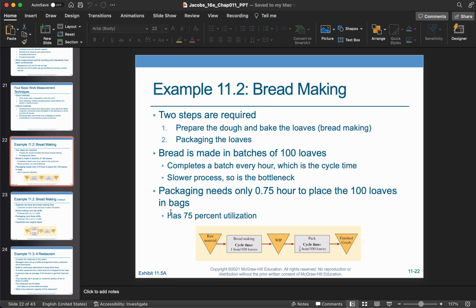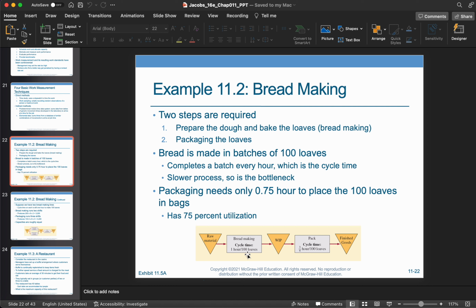So we see that it has a utilization of 75%. Why that is, we'll talk about in a second. So the question here is, how many loaves can you make in an hour? How many loaves can you pack in an hour? So what is the capacity of this process? If I were to run this bread making process, how many loaves will I be able to make in 1 hour? The idea is very simple.